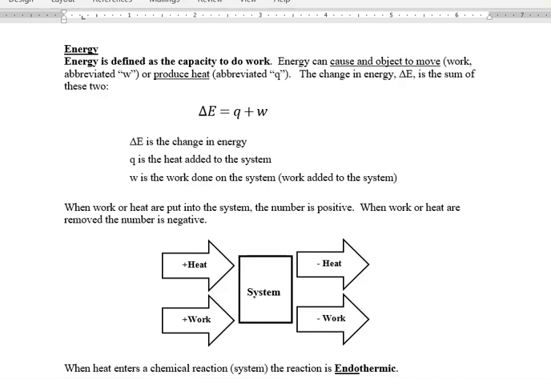Okay, so when work or heat is put into the system, the number is positive. So think of it like money into your bank account. When you put money into your bank account, that's positive. When you take money out of your bank account, that's negative. It's the same with heat or work in a chemical system or a chemical reaction. And we're more interested in heat, so let's focus on that in the diagram. If you put heat into a chemical reaction, then that's a positive number, and when heat comes out of the chemical reaction, that's a negative number.